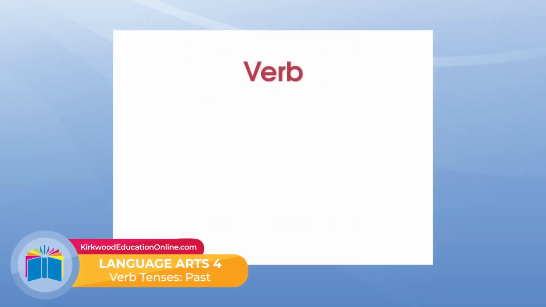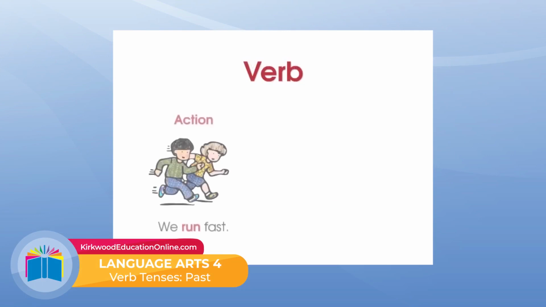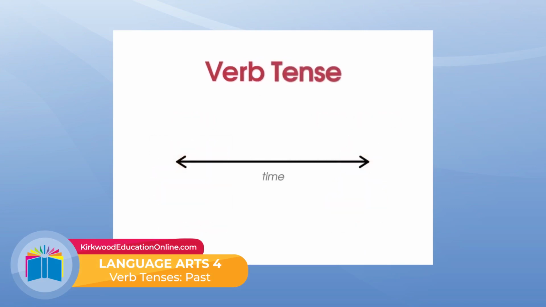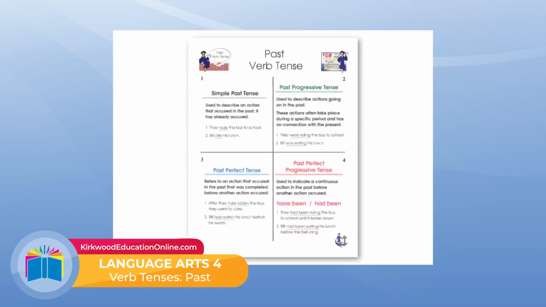Tell me what a verb is. Do you remember? A verb is a word in a sentence that shows action or a state of being. And there are different tenses. There's present tense, there's past tense if something happened in the past, or there's future tense, something that's going to happen in the future. Now listen very carefully.